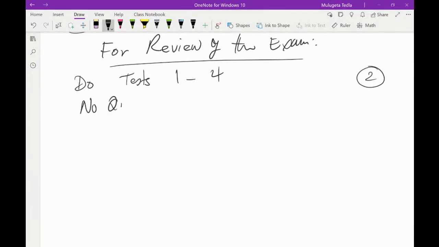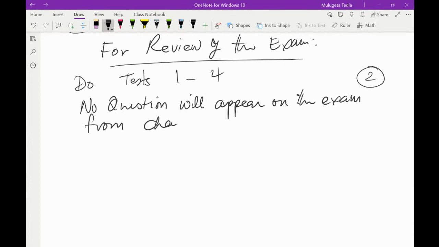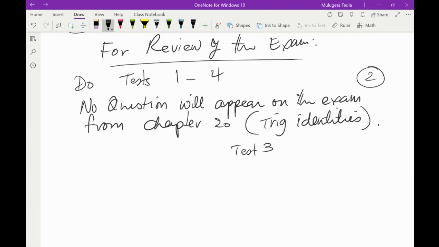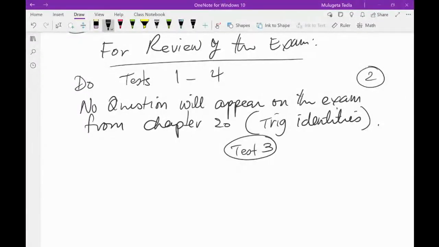No question will appear on the exam from chapter 20. I don't know if I have told you this. From chapter 20, which is trig identities, I will not ask you a question. No question from that. I think it was test 3, completely or partially test 3.